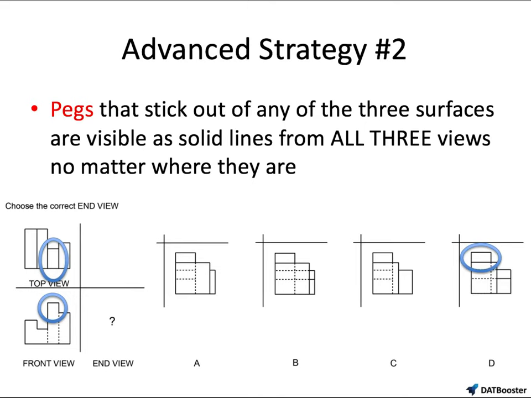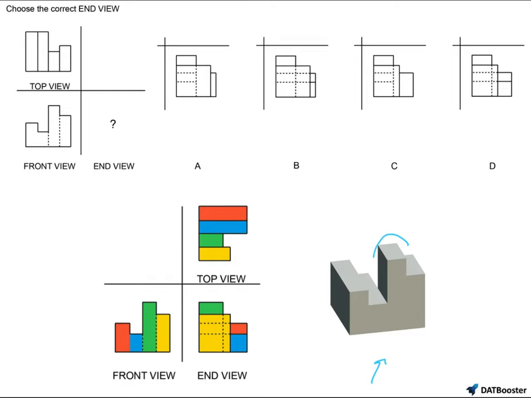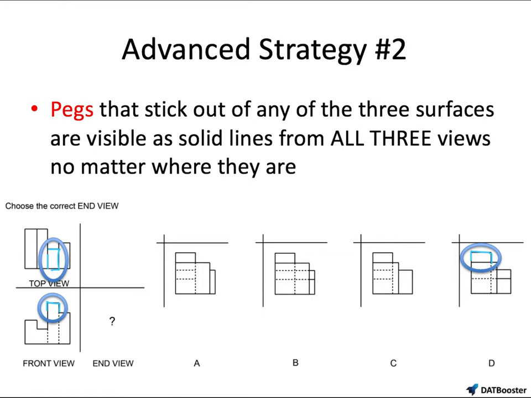So this is the question we looked at just a few slides ago, and this is another really powerful shortcut, and I definitely would remember this one, that pegs that stick out of any of the three surfaces are visible as solid lines from all three views, no matter where they are. So whenever a shape is sticking up or out from everything else, it's projecting and sticking out from one of the views, it's going to be solid. So this shape is solid here, and also solid here. And that makes sense because that's the part of the shape that's sticking up above everything else. So anything that sticks out is going to be solid from all three views. This works for both rectangular and cylindrical pegs.